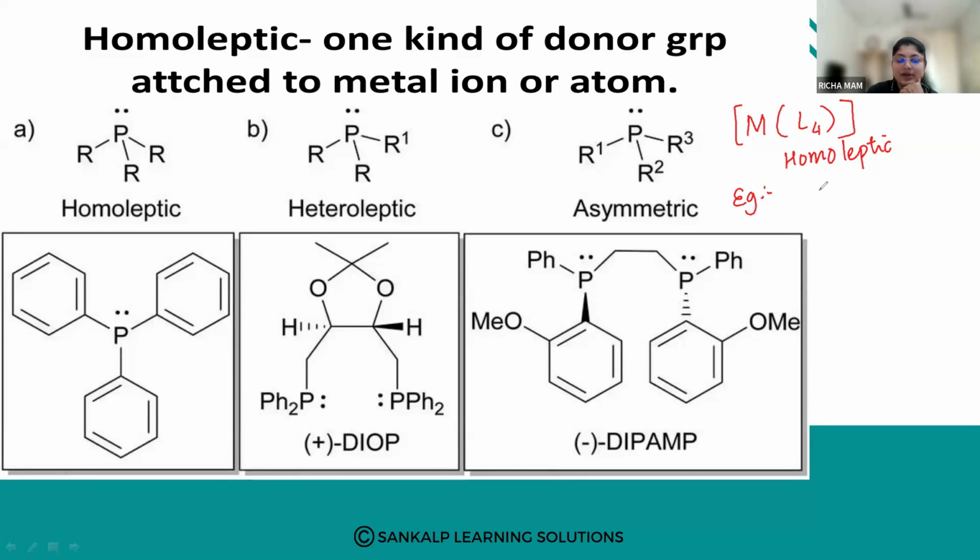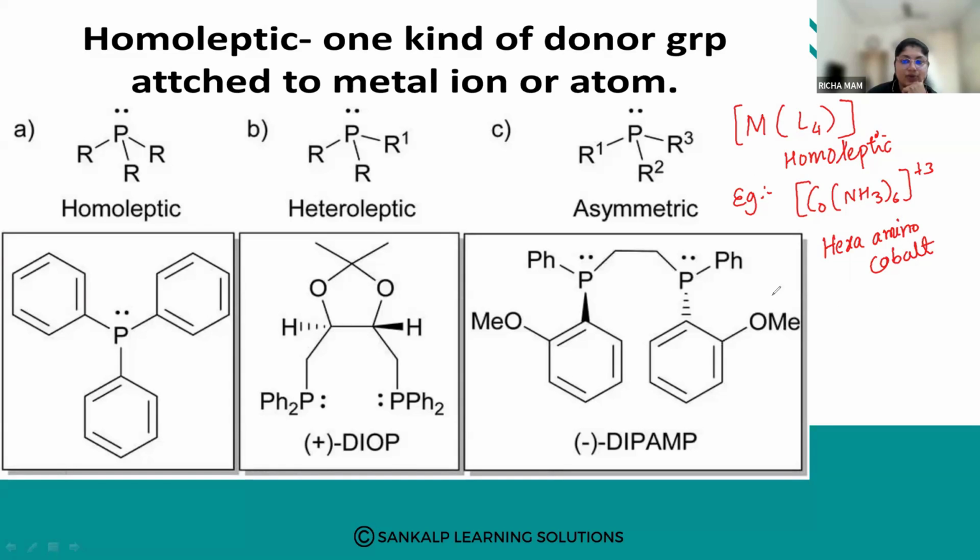So let me give you an example. For example, cobalt NH3 6 plus 3. You can see that cobalt is linked to only one type of donor atom, the amino group. How many amines are there? 6, so 6 means hexa. So hexaamino cobalt. When the central metal atom is linked to only one kind of donor atom, then they are termed as homoleptic.